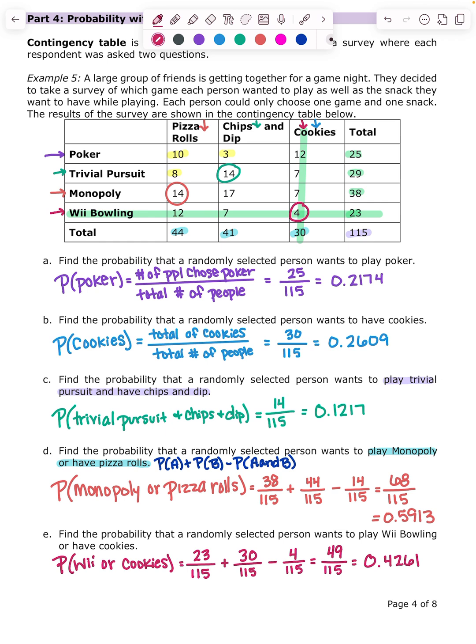And that is how we find basic probabilities and also probabilities involving and or using contingency tables.